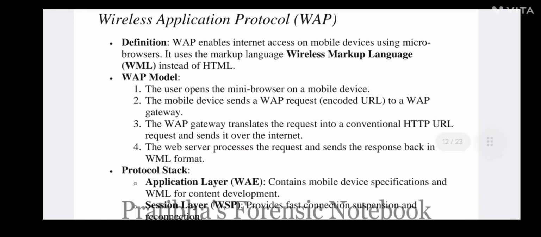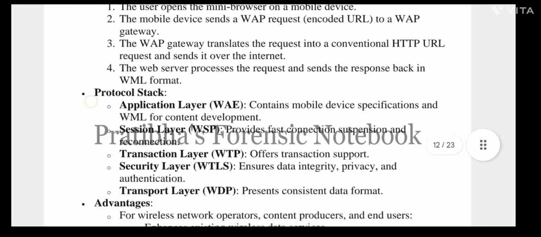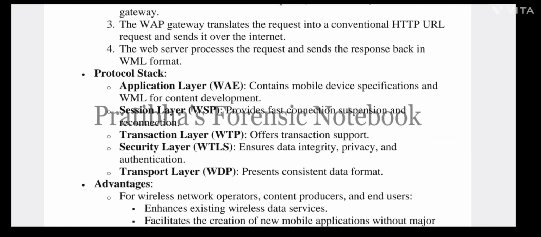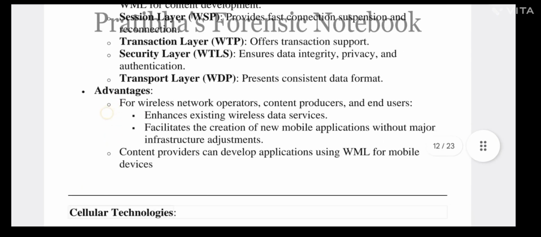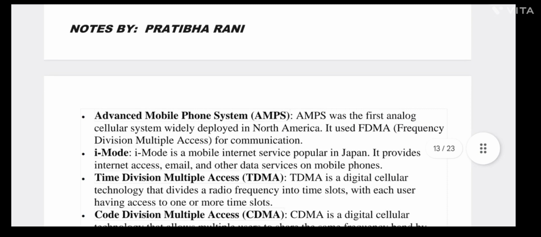Then the second one is wireless application protocol, WAP. It enables internet access on mobile devices using micro browsers. It also uses wireless markup language instead of HTML. It also uses some layers like application layer, session layer, transaction layer, security layer, and transport layer. These layers are quite similar to the OSI model layers. Then the advantages you can study on your own.